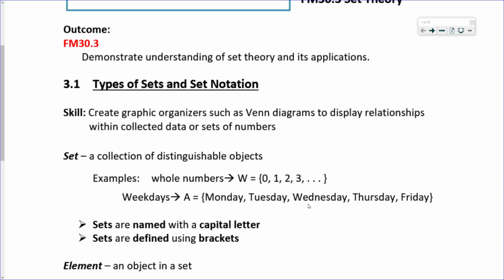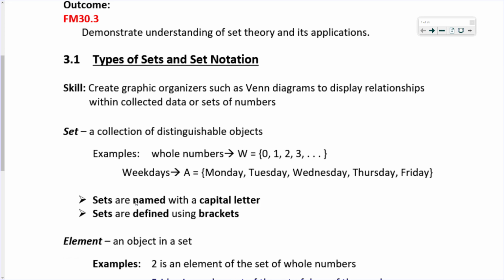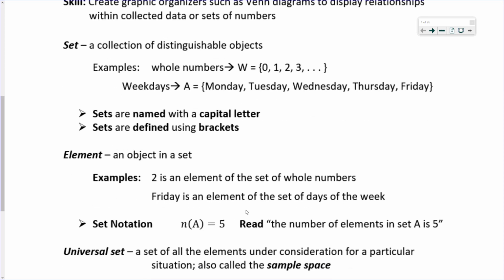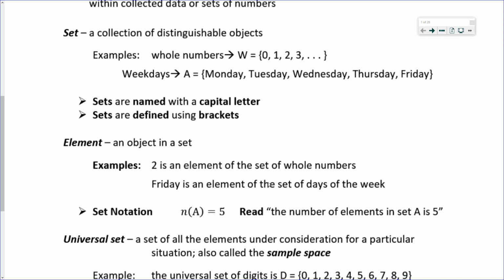And just a note, when you're listing off the elements in your set, make sure you're using squiggly brackets on either end. So all sets are named with capital letters, and sets are defined using squiggly brackets. When I talk about an element, that's an object in the set. So an element of W, the whole numbers, would be like 2. Or Friday is an element of the set of days of the week, or Wednesday is, Tuesday is, and so on and so forth.